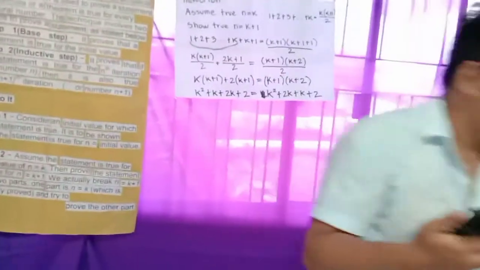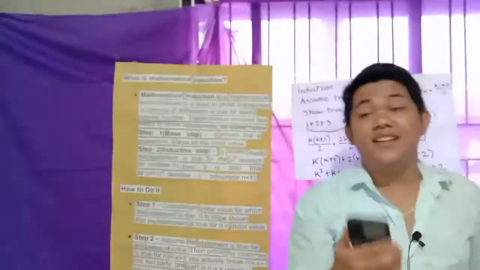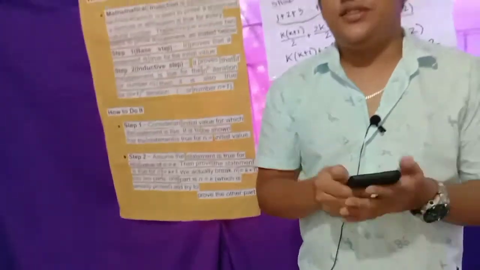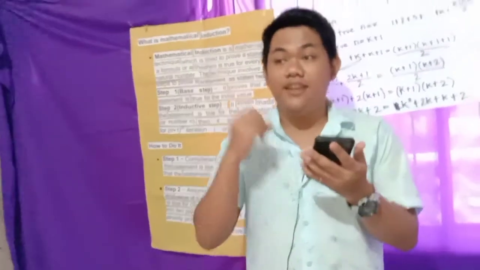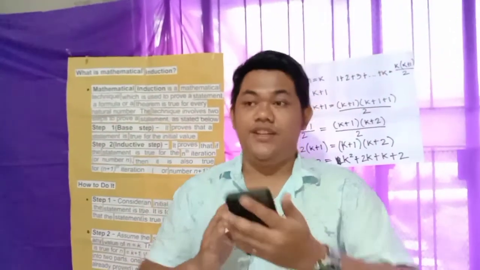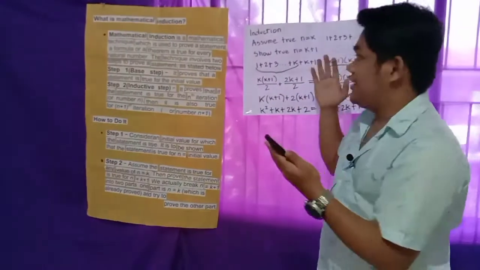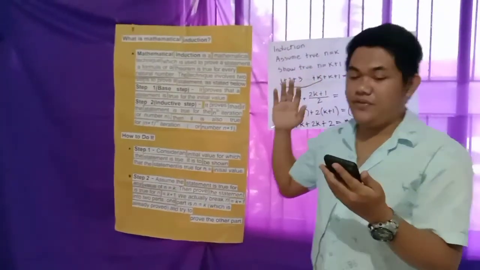Next, let's have an assessment. This assessment is 2 items only. I will dictate twice. You need to get a half sheet of paper for these 2 items. You need to prove it, same as the example that we discussed before.